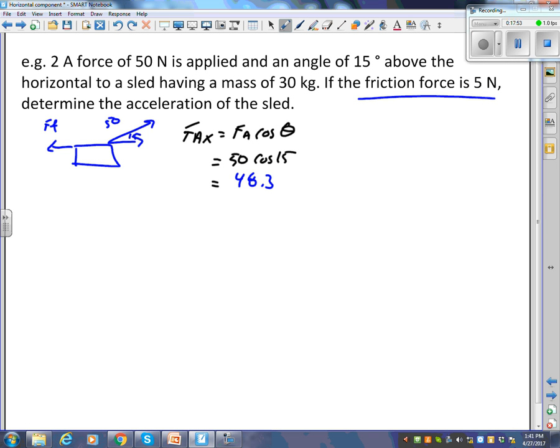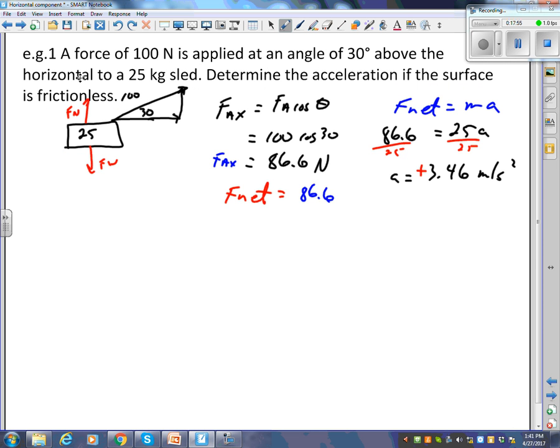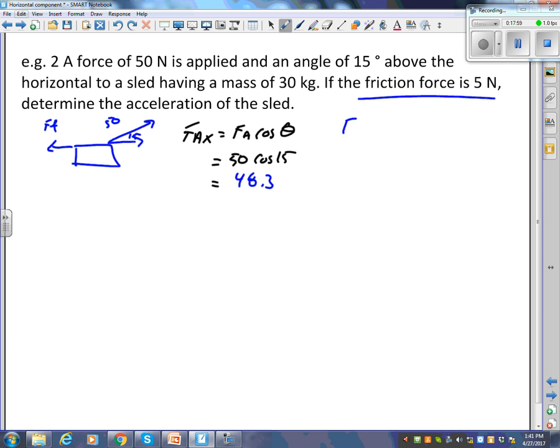Because on the last one I just said the FAX and the FNet were the same, but now I have to go FNet is equal to FA plus FF. Oh, it's not FA, it's FAX, isn't it? Right? The FNet is the FAX plus the FF.